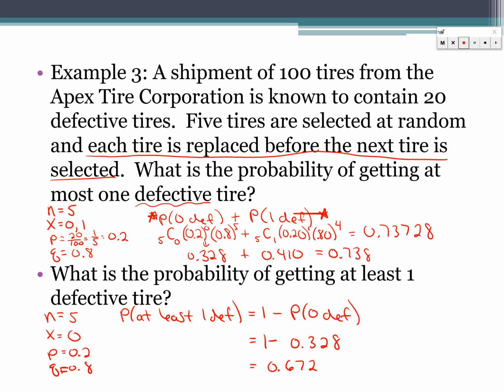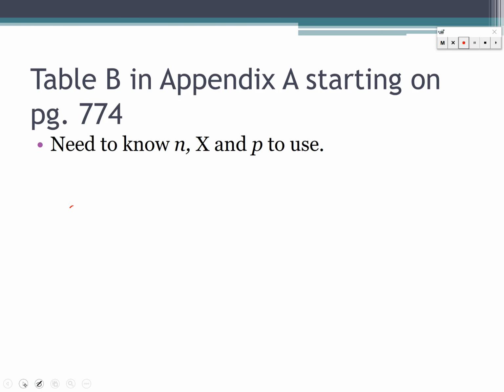So again, with the at least ones, do 1 minus the probability of none, or 0. Like we did up above, we had to do the probability of 0 plus the probability of 1. We didn't have any other choice. But instead of doing all that adding for the at least ones, do 1 minus the probability of 0. Make your life a lot easier.